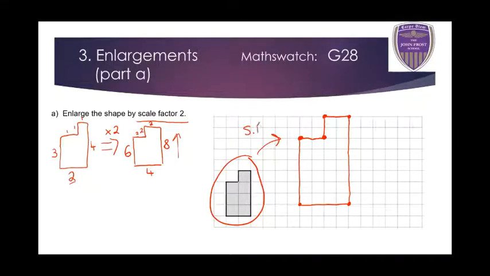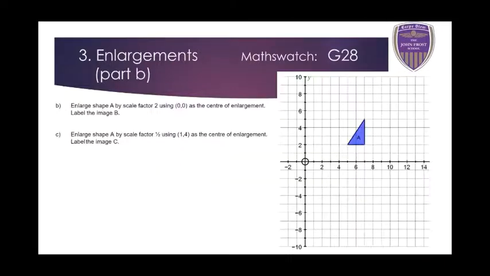So scale factor of 2. So we've made all the sides of the shape 2 times bigger. Okay. And if there was a scale factor of 3, you'd multiply all the sides by 3. And if scale factor of 4, you multiply them all by 4. Okay. Let's have a look at part B now.